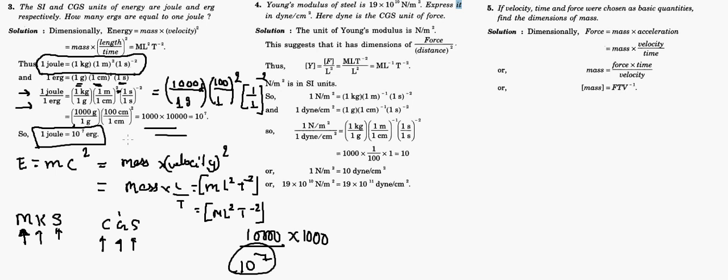Now let's discuss the next problem: Young's modulus of steel is 19 into 10 to the power 10 Newton per meter square. Express it in dyne per centimeter square.